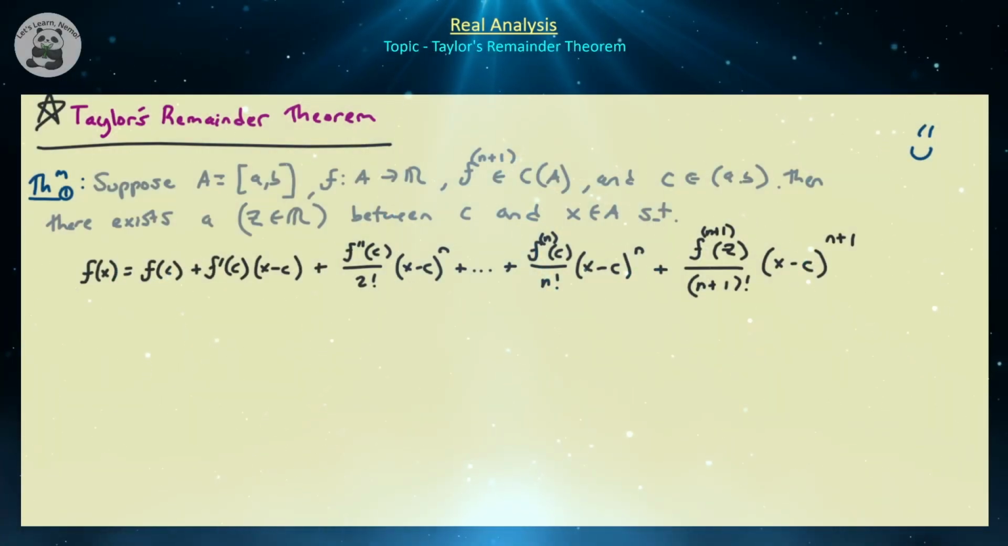Today we're going to be exploring a very important theorem known as Taylor's remainder theorem. And this theorem can be viewed as a variation of the Weierstrass approximation theorem. And it says the following.